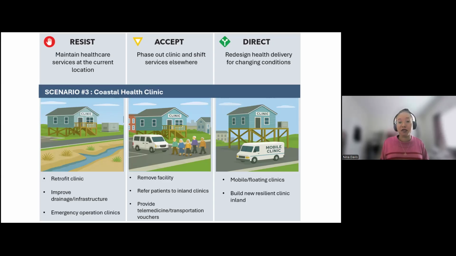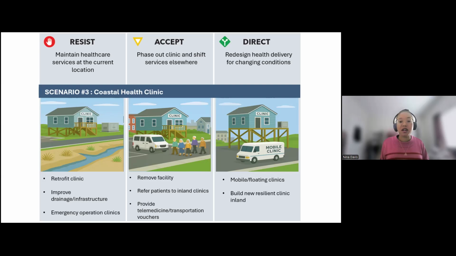For accepting, you're going to phase out the clinic and shift services elsewhere. So this would include removing the existing facility, referring patients to inland clinics, and maybe providing some telemedicine and transportation vouchers. This reduces exposure to risk and frees resources for resilient facilities. However, you have loss of community access and it may affect vulnerable patients.